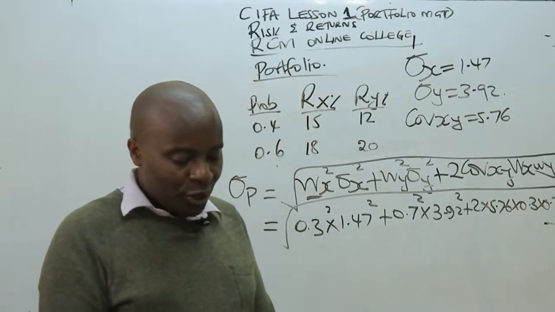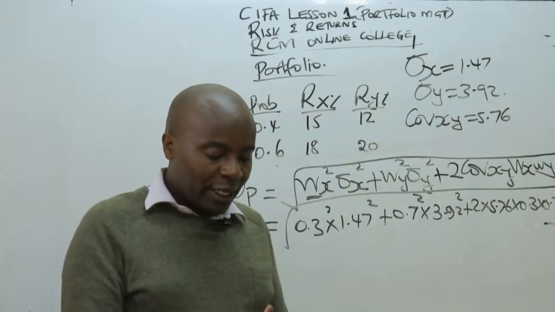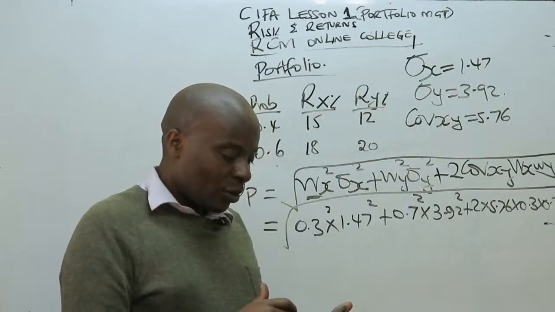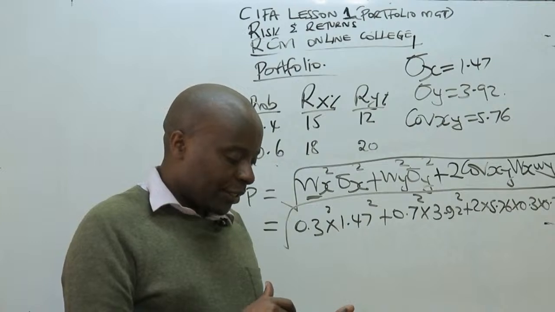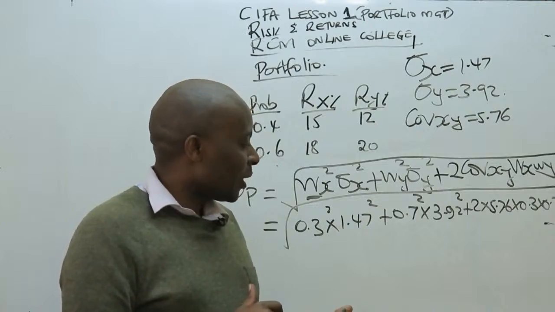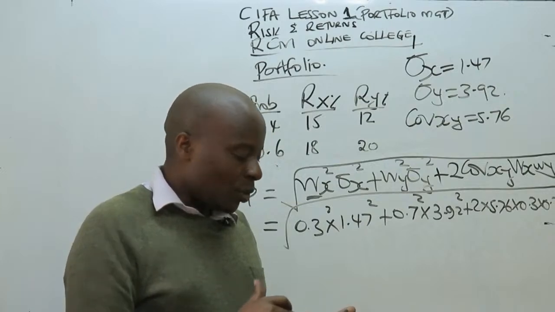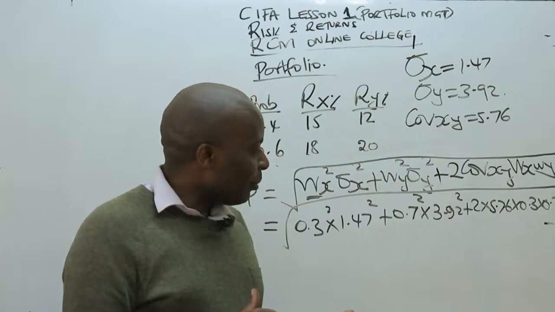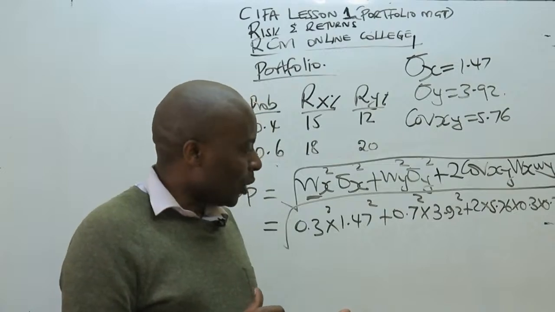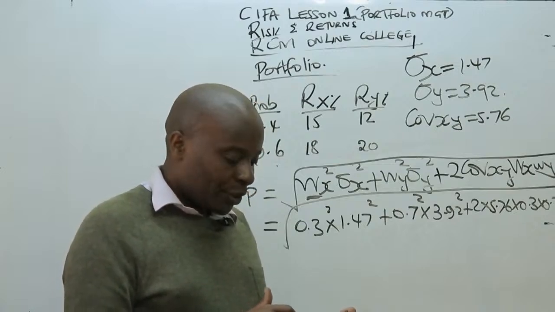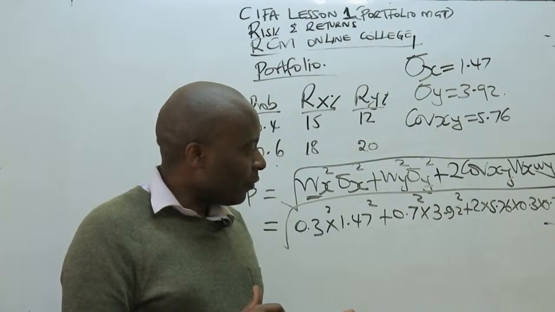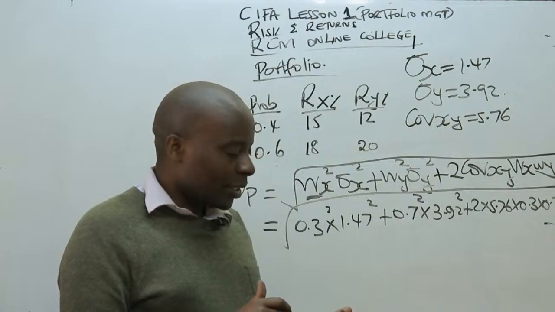So from there, what do we do? Our calculator is now at work. We have 0.3 squared times 1.47 squared, plus 0.7 squared times 3.92 squared, plus 2 times 5.76 times 0.3. This calculator of mine is quite limited.